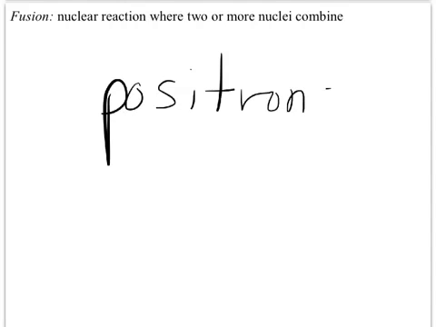The nucleus in this process releases even more energy. The byproducts include particles such as gamma rays, positrons, P-O-S-I-T-R-O-N-S, and neutrinos.